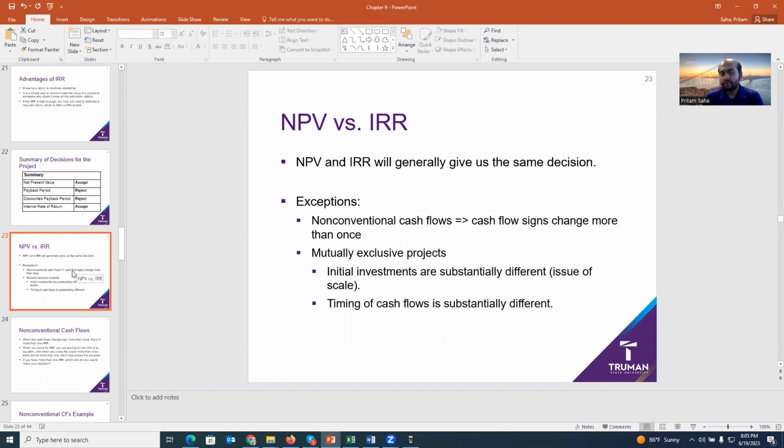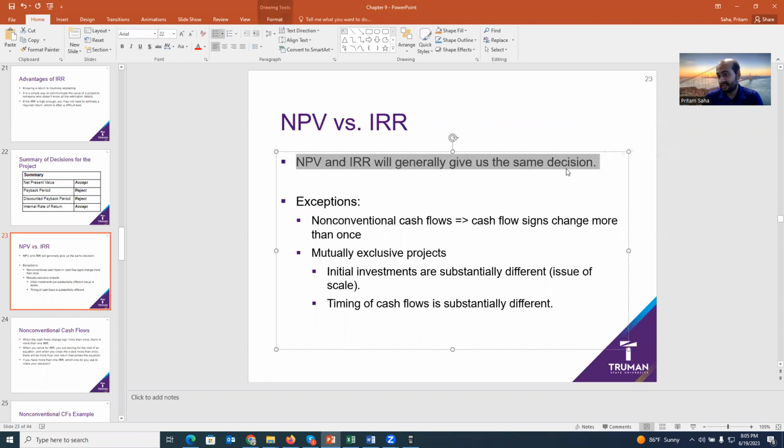In general, in 90-95% of cases, they will give you the same decision, accept versus reject. However, there could be situations where they will not give you the same decision. Specifically, there are 2 different situations where NPV and IRR could end up with different results.